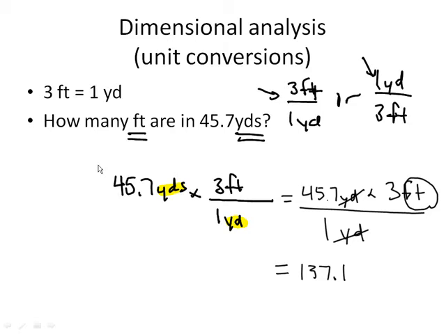Well, there's an additional twist when we get to unit conversions, which is that when we're looking at sig figs, we only look at the measurement that was given. So in this case, the 45.7 yards has 3 sig figs. And that's what we're going to use to decide how many sig figs our answer should have. Now you might be sitting out there going, well, wait a minute, what about the 3 feet equals 1 yard?